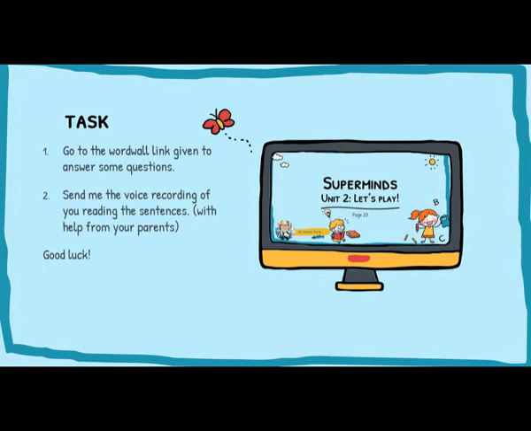Send me the voice recording of you, awak, reading the sentences. Okay, sentence mana nak pilih, it's up to you. You want to read about Andrew, Yaya, Meme or Gopal. Choose one only. Pilih salah satu. Read all 3 sentences. Record and send your recording to me. Hantar recording awak baca. Okay, get help from your parents. Minta tolong mak, ayah ajar baca. And then send your recording.